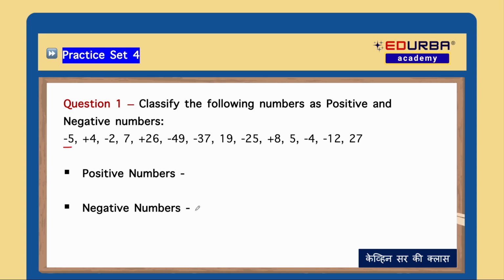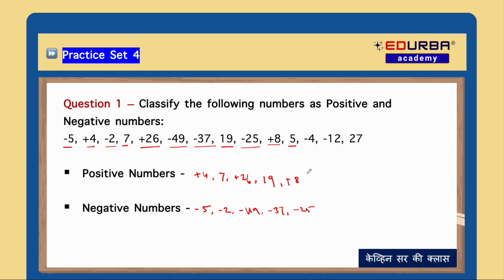-5 is going to be a negative number, which is very easy to understand. +4 is a positive number. Then we have -2, which is also a negative number. We have 7. There is no sign in front of that, but we know that it is a positive number. Then we have +26, which is a positive number. -49 is negative. Then we have -37, which is also negative. We have 19. There is no sign here, that means it is positive. -25 is negative. Then we have +8, which is positive.